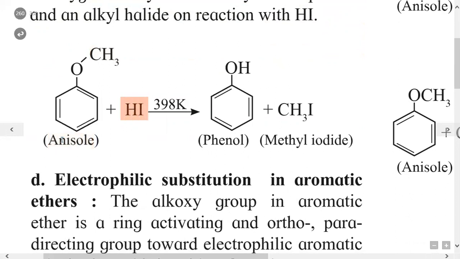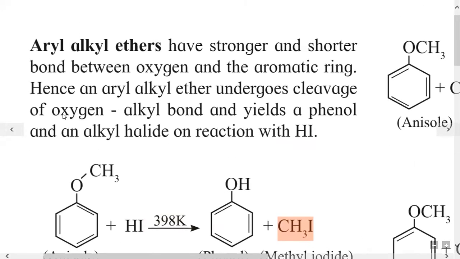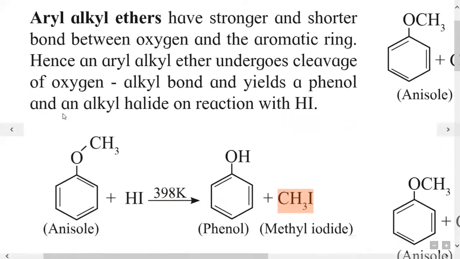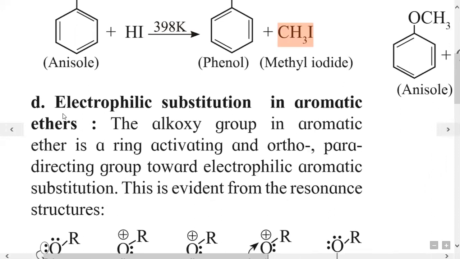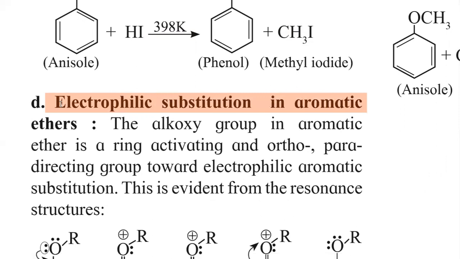When it reacts with hydroiodic acid, that is HI, at 398 Kelvin, then phenol is formed, that is, a benzene ring containing an OH group, and the side product obtained is methyl iodide. So this is the reaction of this aryl alkyl ether with hydroiodic acid. The last type of reactions of ethers are electrophilic substitution reactions in aromatic ether.